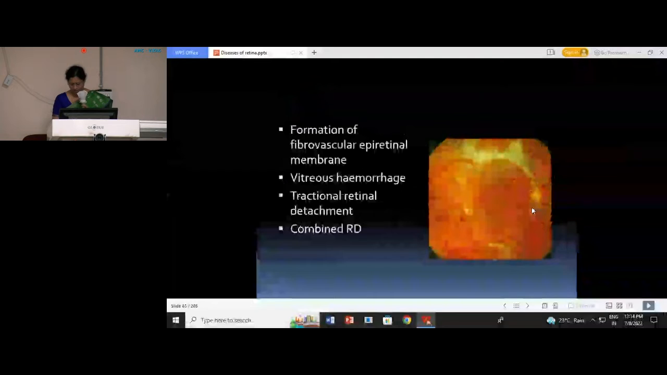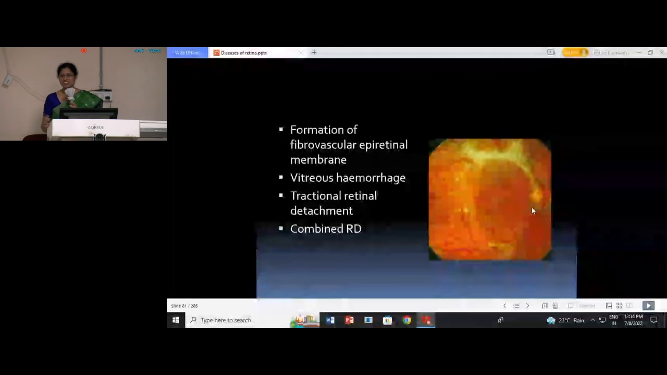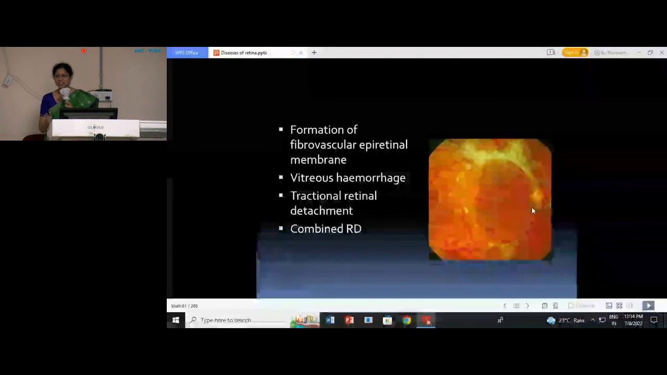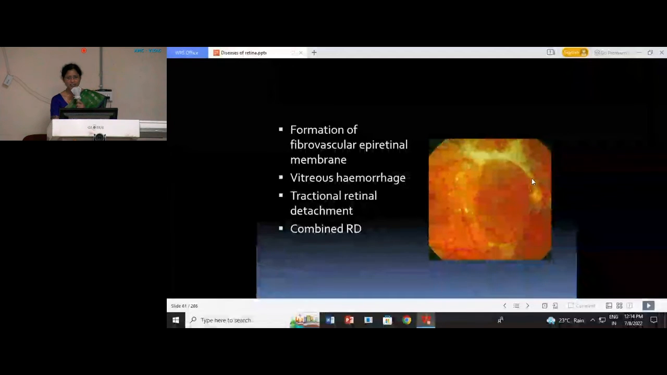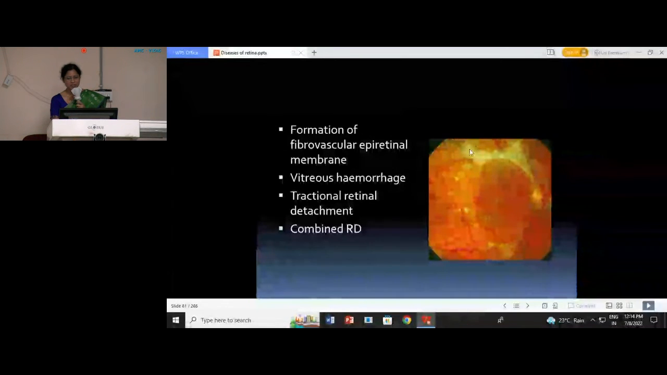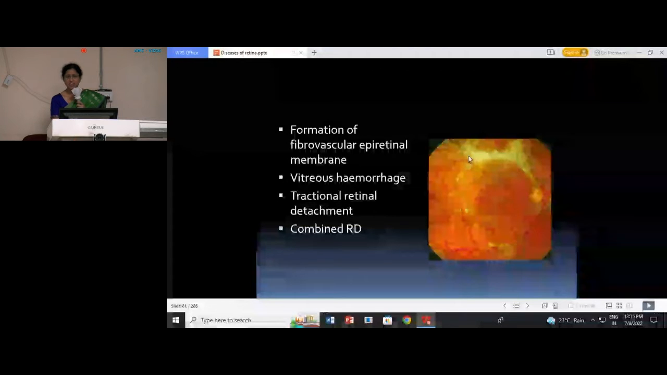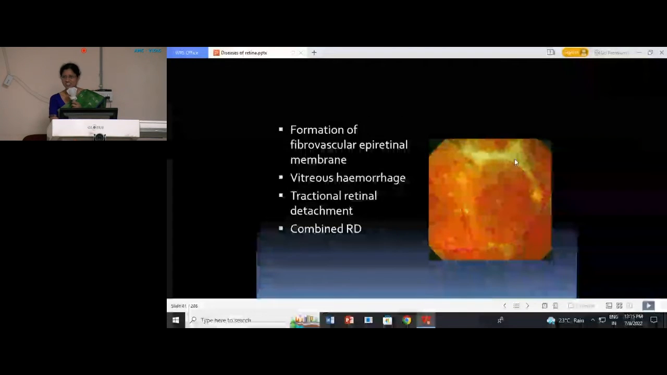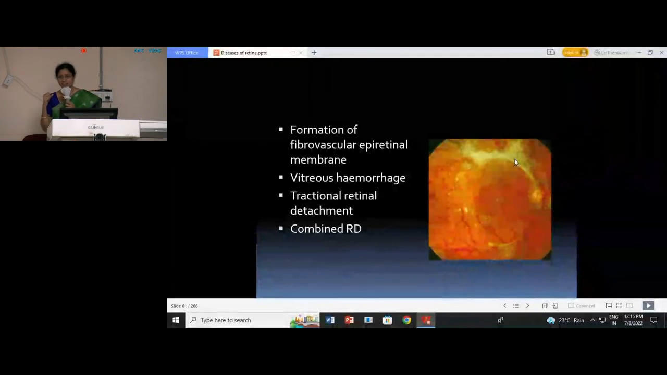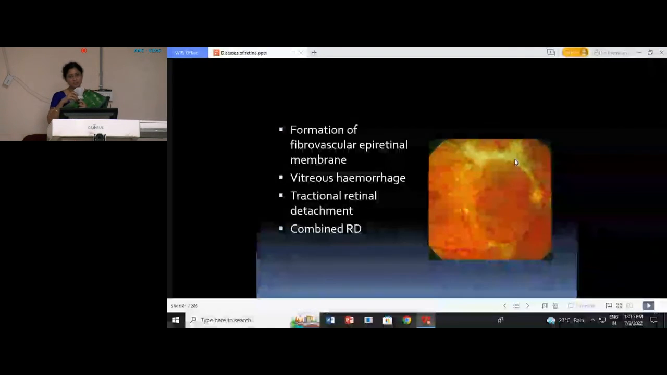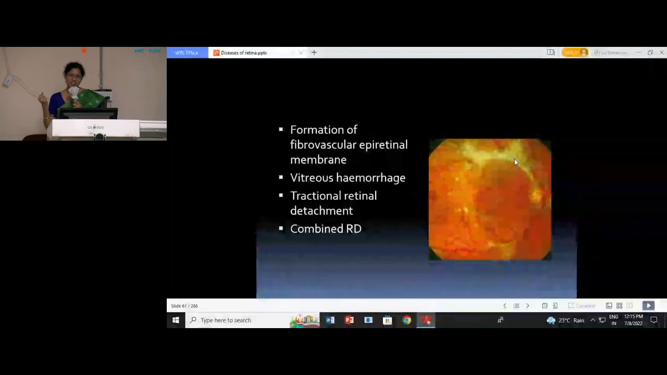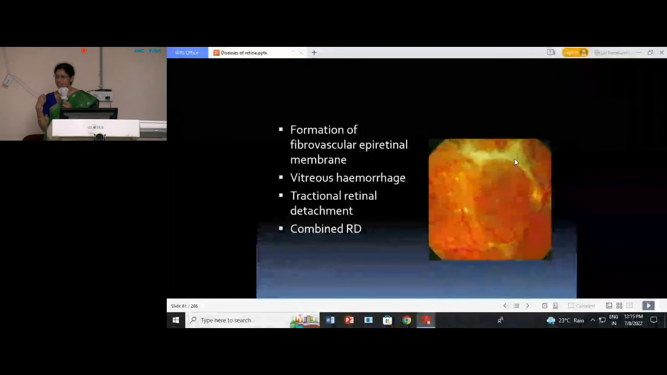I told you, whenever there are new vessels, along with them there will be proliferation of the fibrous tissue. You can see this white thing; this is all the proliferation of the fibrous tissue. This fibrous tissue always tries to contract. While contracting, it produces traction over the retina, leading to tractional retinal detachment. That means the retina will be pulled away from the retinal pigment epithelium, leading to tractional retinal detachment.